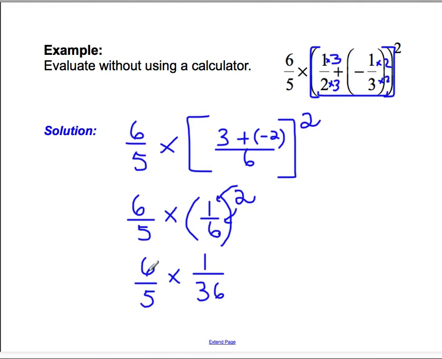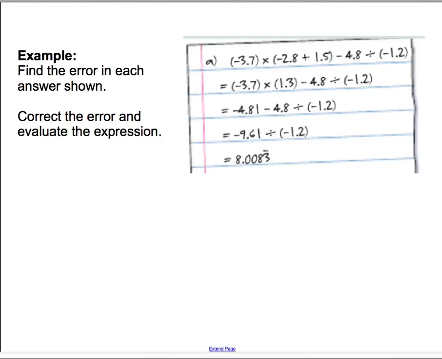We can do some cross cancellation here because this and this are both divisible by 6. So I get a 1 and I get a 6. And now I multiply across and I get 1 over 30. Okay, so getting just a little bit tougher. Let's go on to the next one.